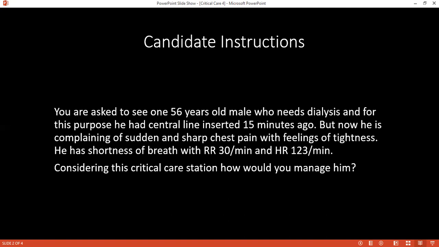Good. Can you mention a few sites where a central venous line can be inserted? It can be inserted in the internal jugular vein, subclavian vein, femoral vein, and thick line.